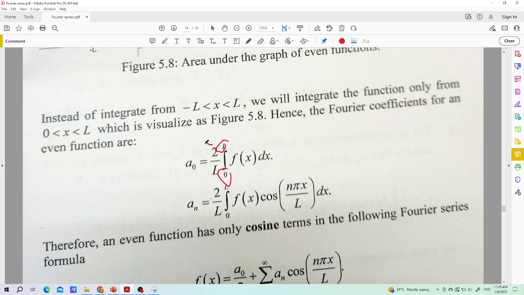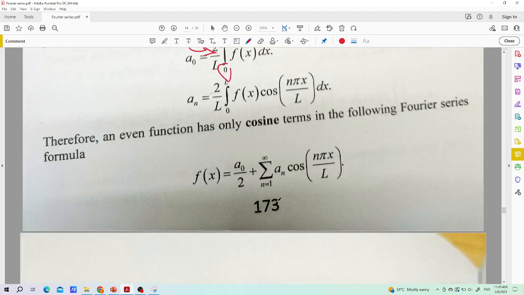and then we put 2 here as our double. We want to double the area. So from negative L to L, we now have only 0 to L. The same also happens here, the same number, but we just double it.